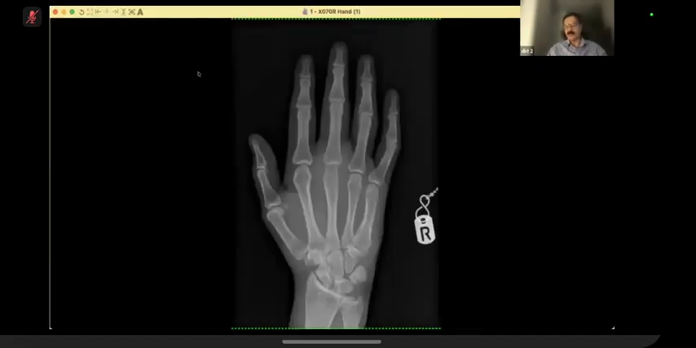Last case of the day. This patient is a 41-year-old with swelling and pain in the right hand. Over to you.